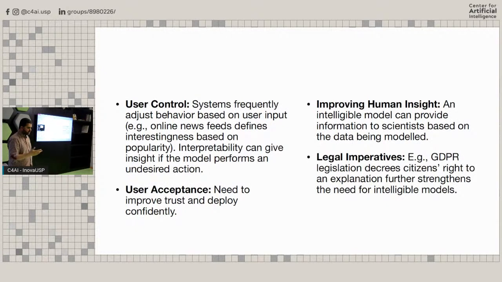Then there are all of these issues about user acceptance and user control. You want to debug, you want to improve, you want to understand how it can be improved. So all of these are big factors. And finally, there are legal imperatives like GDPR, which mean that you might be audited for deploying an algorithm that affects people, and then you have to come back and justify why a certain decision was taken.